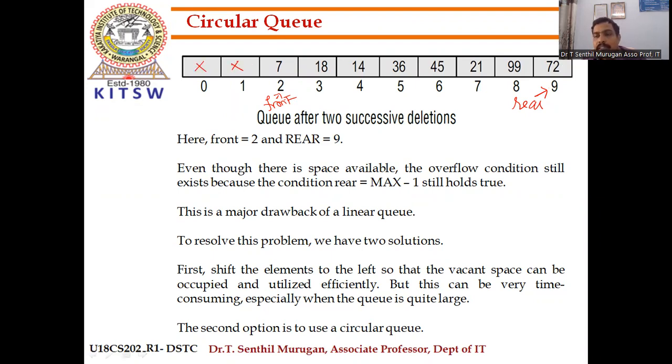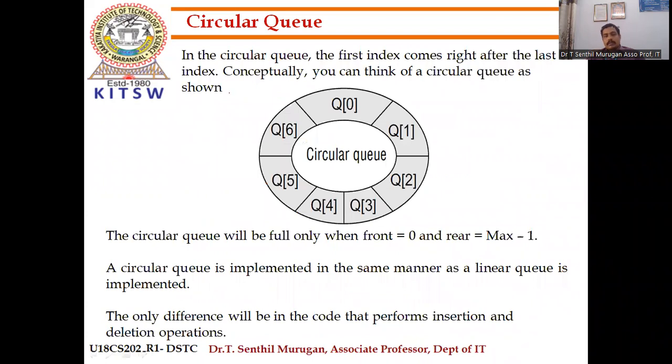When we are inserting an element, we check whether rear equals max minus 1, and then we simply say that the queue is full. But you see here, this is a linear array; we deleted two elements, and even though two spaces are there, we are unable to insert an element. That is the drawback of a linear queue. If two spaces are there, we should be able to insert new elements. For that reason, we will go for the circular queue.